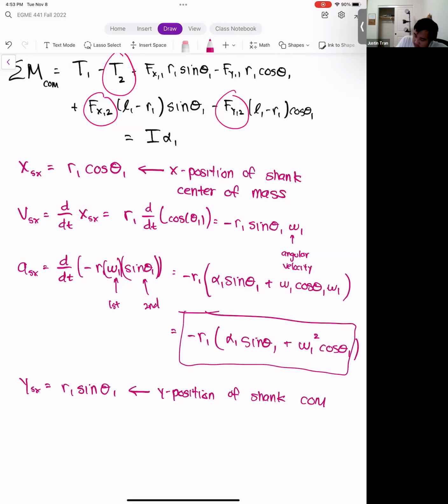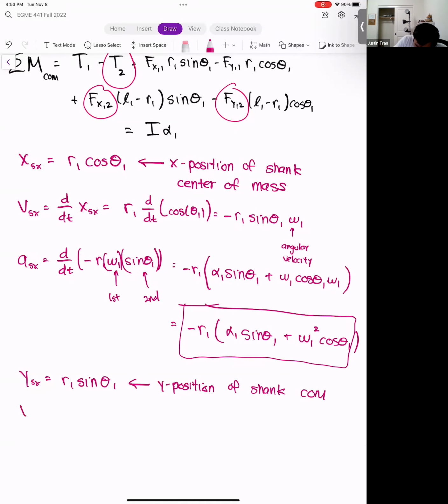center of mass. Okay, and I'm just going to go through the same thing. So I'm going to go a little bit faster here, just because I'm not going to narrate every single step, but it's going to be the same process. And so we're going to take derivatives with respect to time. We're going to use the chain rule, product rule, as we need it. And so VSY is going to be R1 omega 1 cosine theta 1, and ASY is going to be R1 alpha 1 cosine theta 1 minus R1 omega 1 squared sine theta 1.